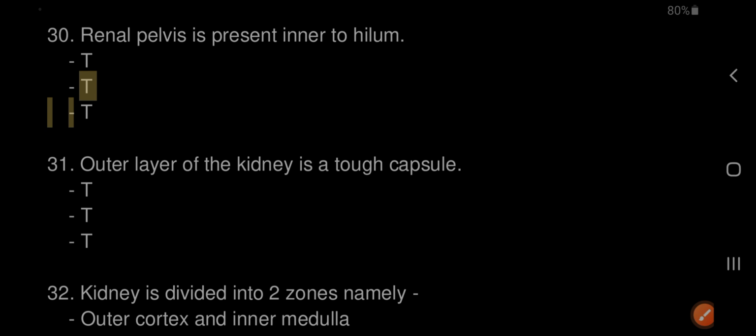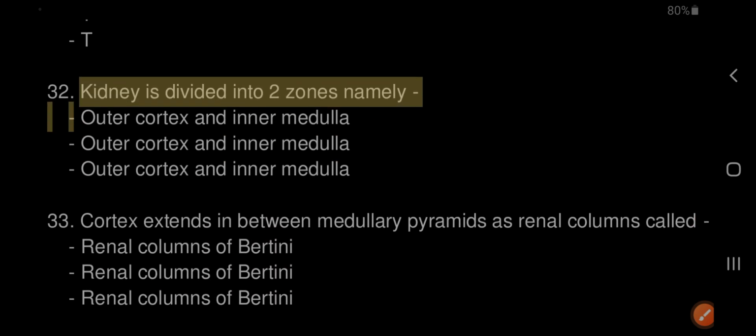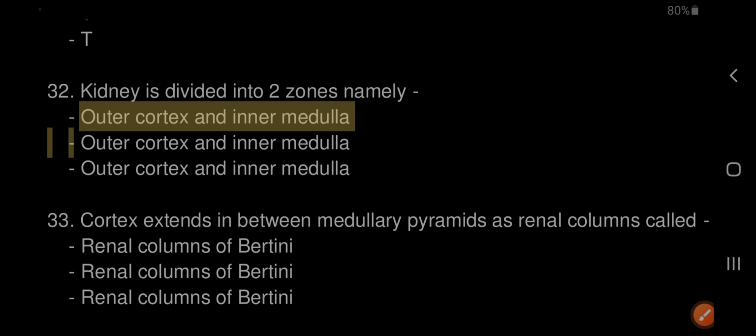31. Outer layer of the kidney is a tough capsule. True. 32. Kidney is divided into two zones, namely outer cortex and inner medulla.